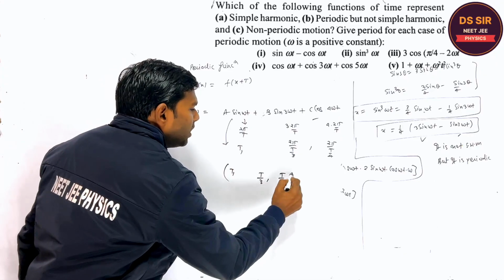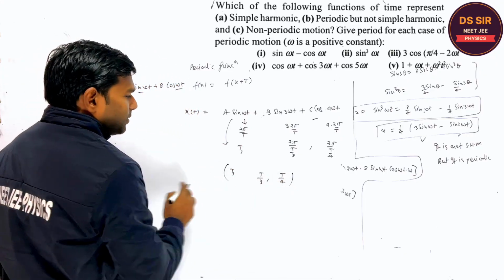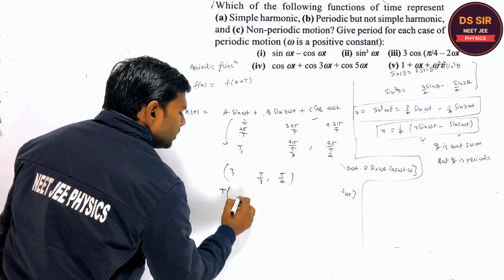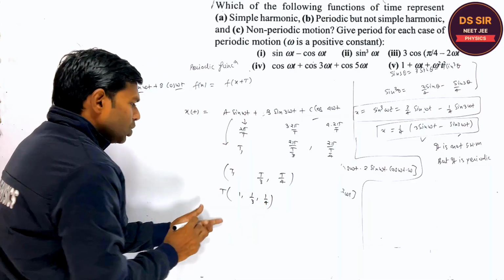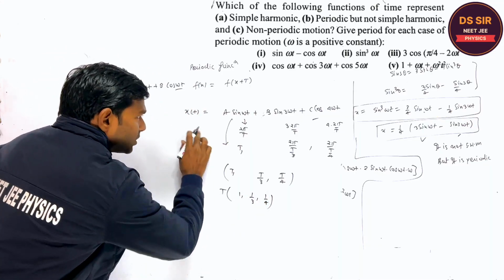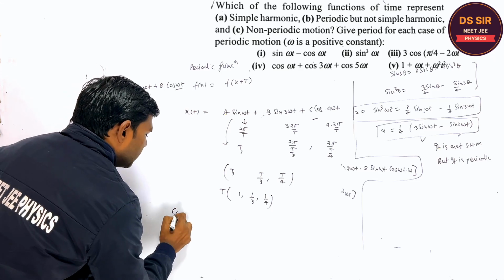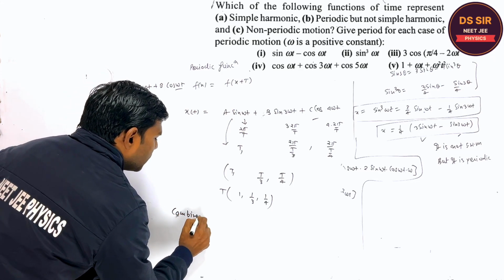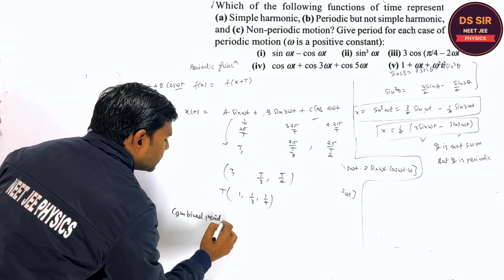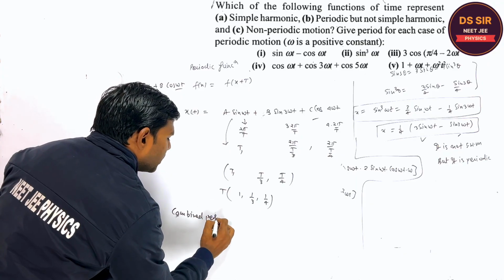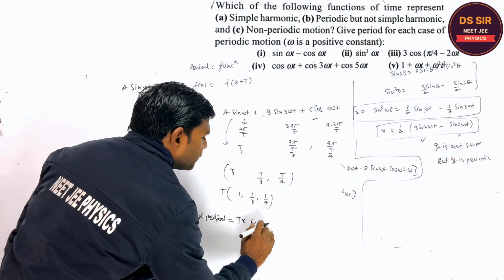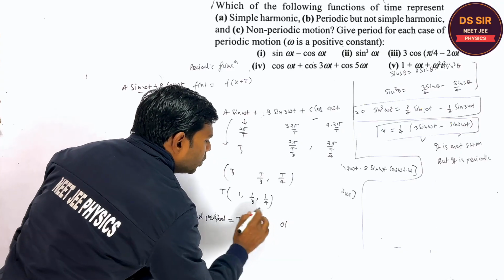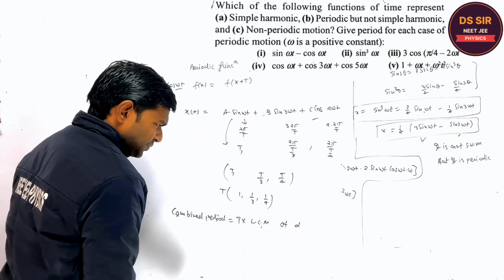So how to find the total period? If you take T common, 1 by 3, 1 by 4. Are you getting or not? So the period is the combined period. The combined period is T multiplied by the LCM of the denominators, right?